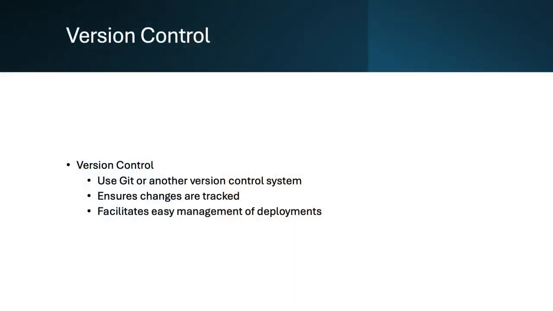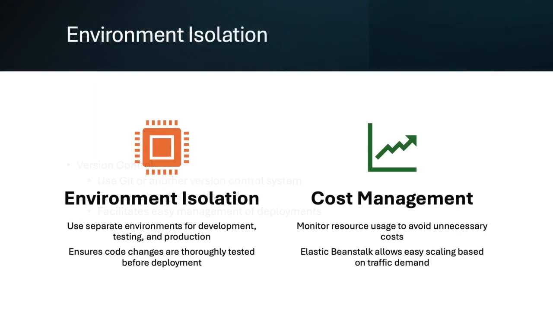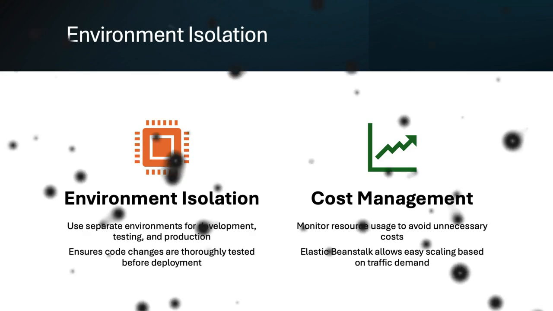For Elastic Beanstalk deployments, it's crucial to use version control systems like Git. This practice helps track changes and manage deployments efficiently. Ensure environment isolation by using separate environments for development, testing, and production. This helps in thoroughly testing code changes. For cost management, monitor resource usage and use Elastic Beanstalk to scale resources based on traffic demand.